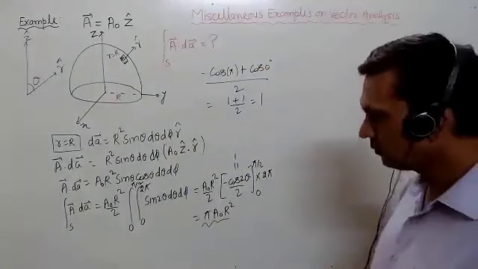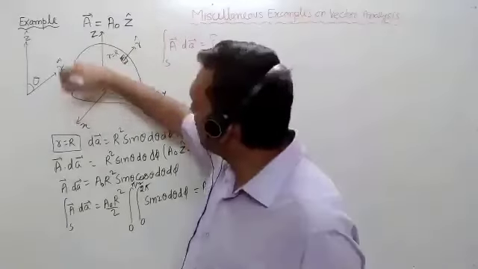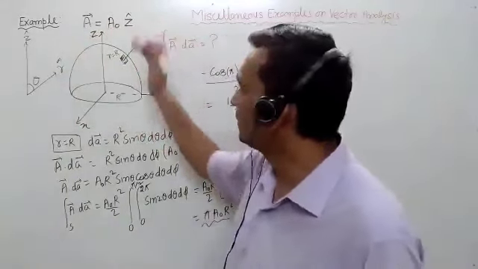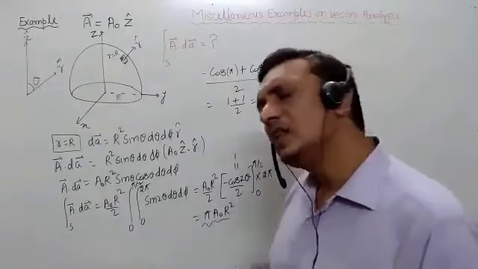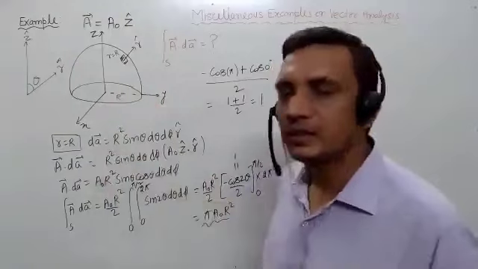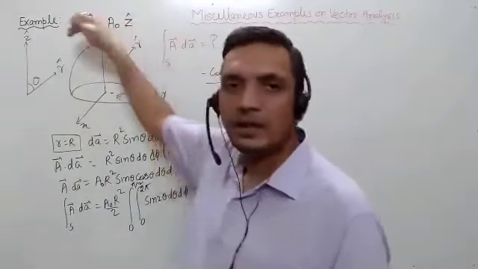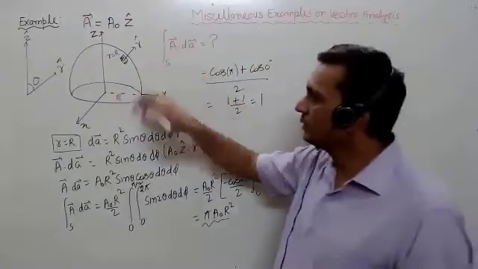Sir, here we do not take the second surface. I have given you that you have to find it on the hemispherical surface only, that is the open surface. If it were closed, then you would take both, and find it on both surfaces. I have given you just the surface of the hemisphere. Okay, this is the open surface.